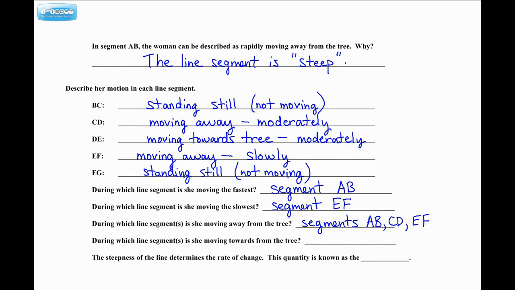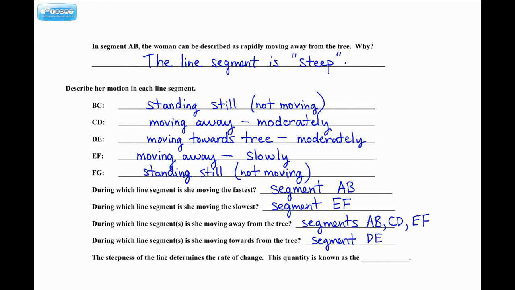During which line segments is she moving towards the tree? Well, that actually only happens for one segment. That happens between D and E, because the graph is going down.